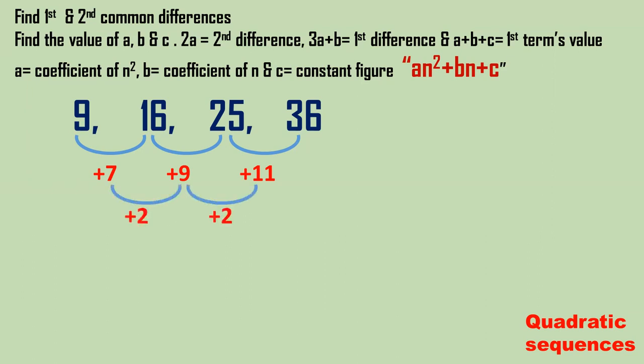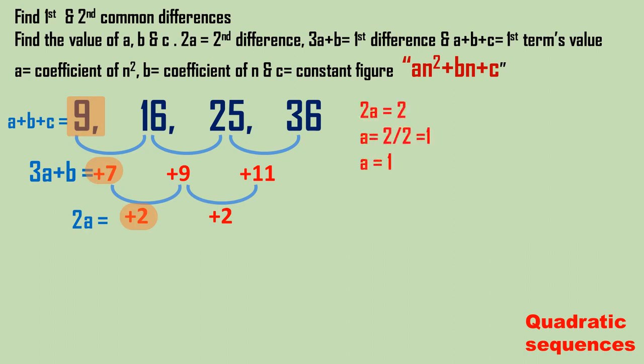That's a common difference. And then we're going to find that 2a is equal to the second difference, 3a plus b is equal to the first difference, and a plus b plus c is equal to the first term value. So here we are going to find the value of a. 2a is equal to 2, and we'll get the value of a is equal to 1. What about 3a plus b is equal to 7?